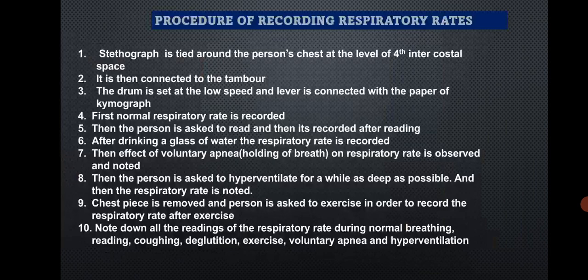Then the effect of voluntary apnea, that is holding the breath, on respiratory rate is observed and noted. Then we ask the person to hyperventilate as deeply as possible, and then the rate is noted. The chest piece is then removed and the person is asked to exercise, which could be anything, jogging, walking, etc., in order to record the respiratory rate after exercise. After all these things, we will note down all the readings of the respiratory rate during normal breathing, reading, coughing, deglutition, exercise, voluntary apnea, and hyperventilation. And in this way, we will complete our experiment.